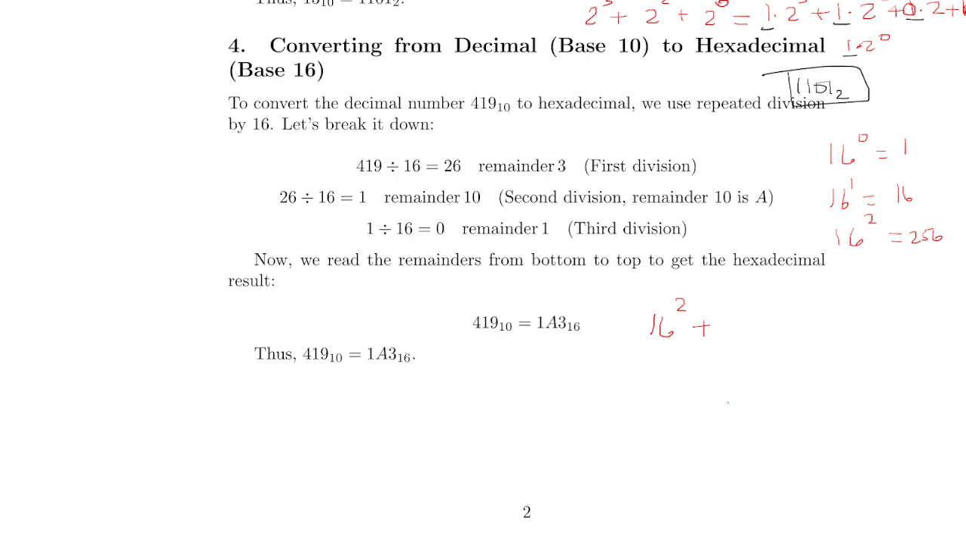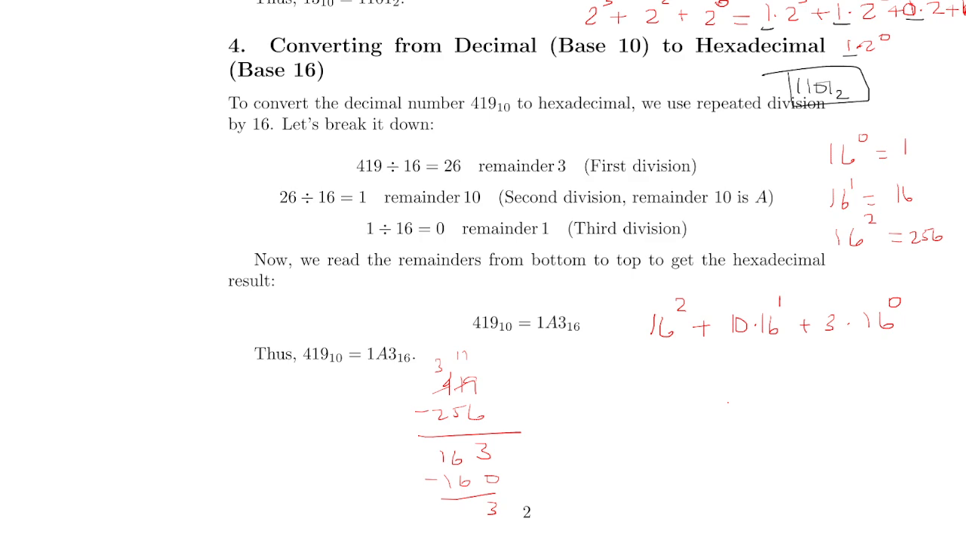And then what's the remainder? Well, what's 419 minus 256? That's 163. Then we say, what goes into 163? 256 cannot go into 163, but 16 goes into 163. That goes in 10 times. What's the remainder? Well, the remainder is 3. So 16 doesn't go into 3, but 1 goes into 3, 3 times.